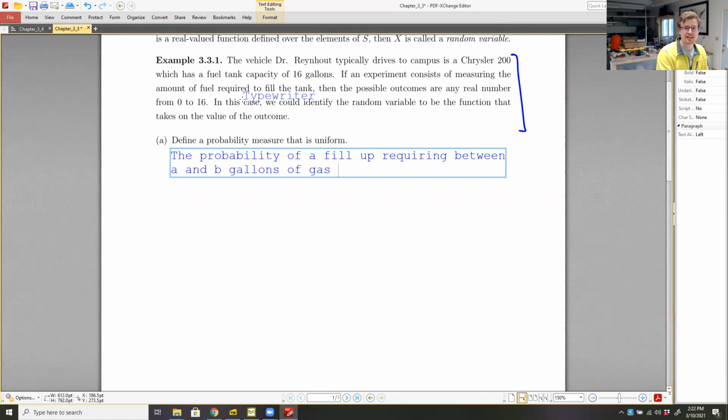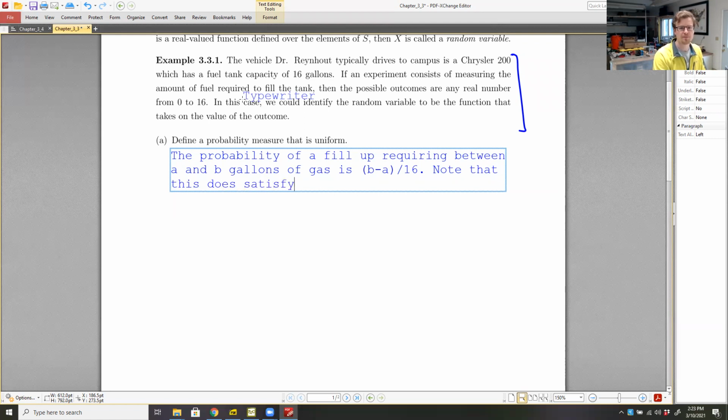Well, we're going to say that the probability of between A and B gallons of gas is, let's say, (B minus A) divided by 16. All right, so this is our definition for the probability. We need to make sure that this agrees with or satisfies the three postulates that are required for a probability measure. So we're going to make note of that. Note that this does satisfy the postulates for a probability measure.